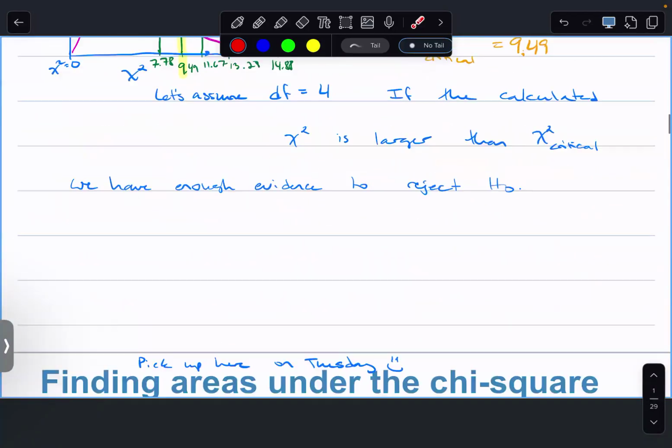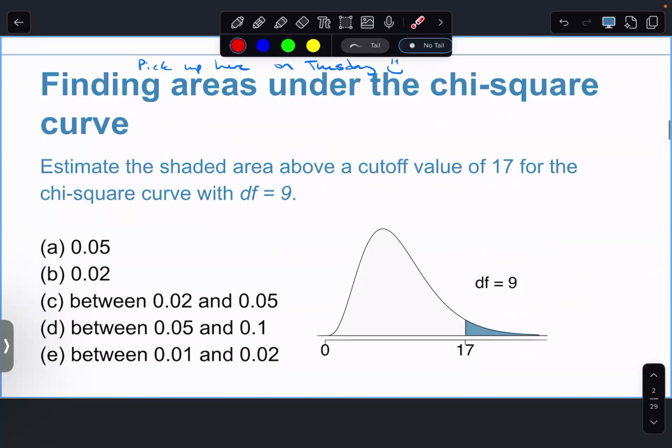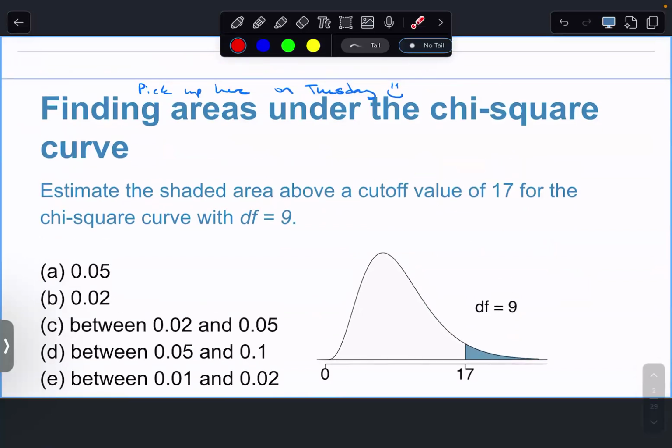Okay. So we're picking up here on Tuesday, which is today. I don't think we need this anymore.